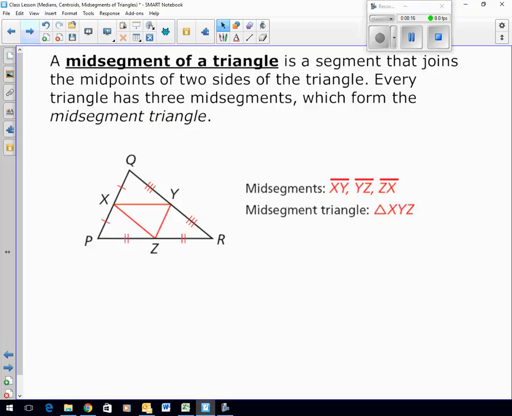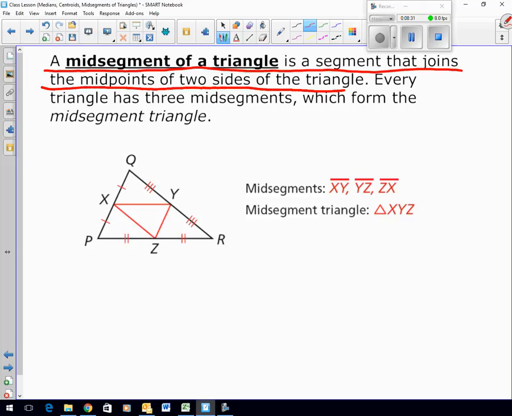Okay, let's write this one down. We're kind of shifting gears now. So we did medians, altitudes. This is a mid-segment. A mid-segment of a triangle is a segment that joins the midpoints of two sides of the triangle. Every triangle has 3 mid-segments, which form what we call the mid-segment triangle.